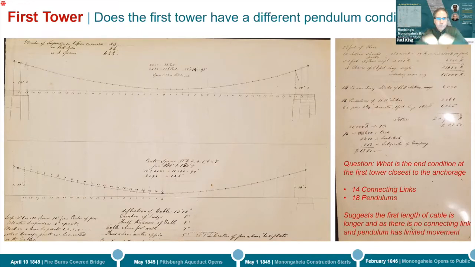After coming up with this question on Monday in conversation with Marty and with Dario, I did a little further research and I found in Roebling's drawings the note that says that there are 18 pendulums, but only 14 connecting links. And what that means is that the length of the suspension cables in one of the spans is actually longer by the length of that horizontal bar than they are in any other span. So we're going to go on now and start to talk about the physics and look at the cable. I'm going to hand this over to Marty.